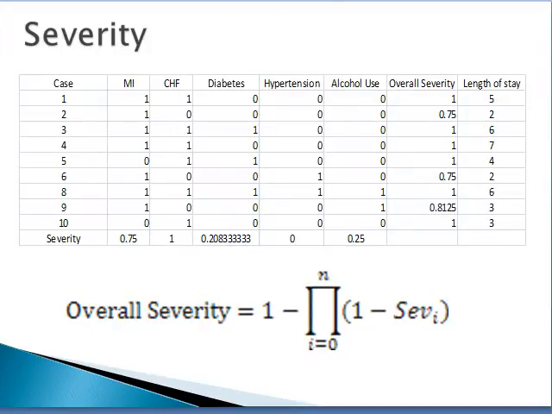The severity scores from the previous slide, which are listed along the bottom of the table above, can now help determine the overall severity of the case using the multiplicative model form. The formula shown here was used to find the overall severity for each case. The overall severity for each case is listed in the column to the right, second to the last.